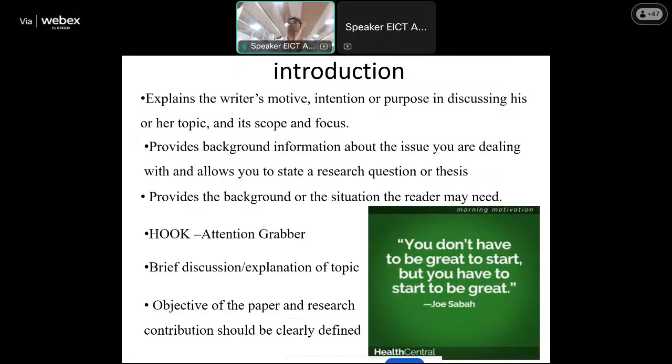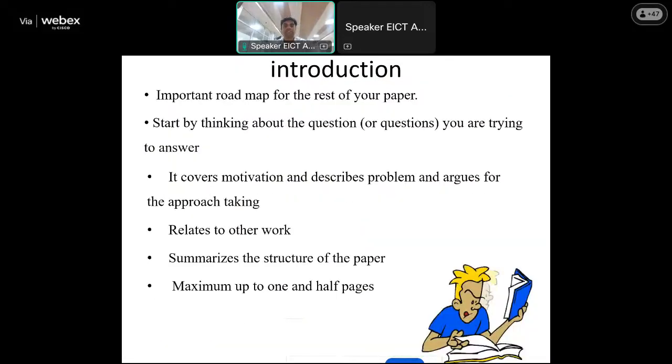Because if you do it later on, it will create a loss of interest for the reader. And as I said, the reviewer is also one of the readers. So you need to ensure that you write it properly. The objective of the paper and research contribution should be clearly defined inside your introduction section. So the introduction is considered to be a roadmap of the rest of the paper. Start with some question or some survey. It covers the motivation and describes the problem.